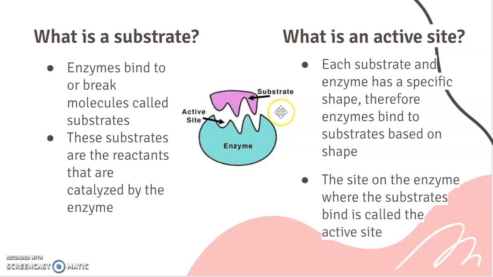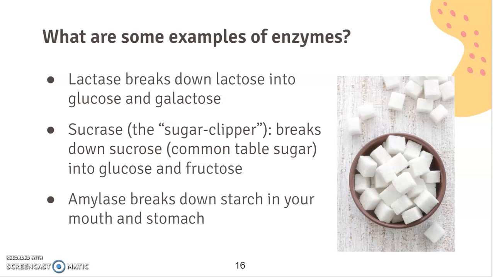The active site is going to be where that substrate and enzyme have a specific shape. It's going to kind of be like a puzzle. Okay, see how the substrate has the jags in order to fit into that enzyme? So that's the whole point of the active site, is to basically be that puzzle piece to where they fit to one another. And the site on the enzyme where the substrates bind, which is that puzzle piece, is called the active site.